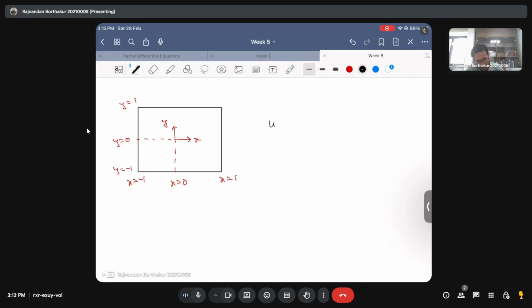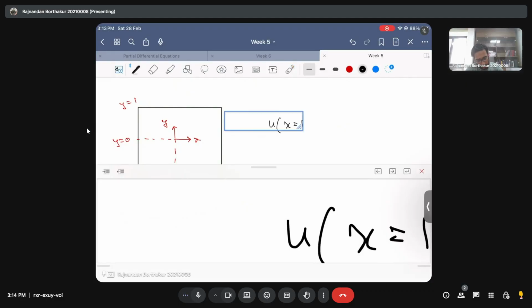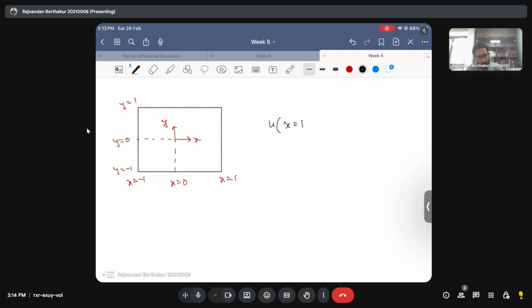Okay, so we said that u at x equal to 1, which is basically on this face. So the physical boundary condition was that we had a no slip boundary condition on the four walls, which means that the velocity at the four walls of the duct is just going to be equal to 0. So that's how we wrote the boundary conditions.